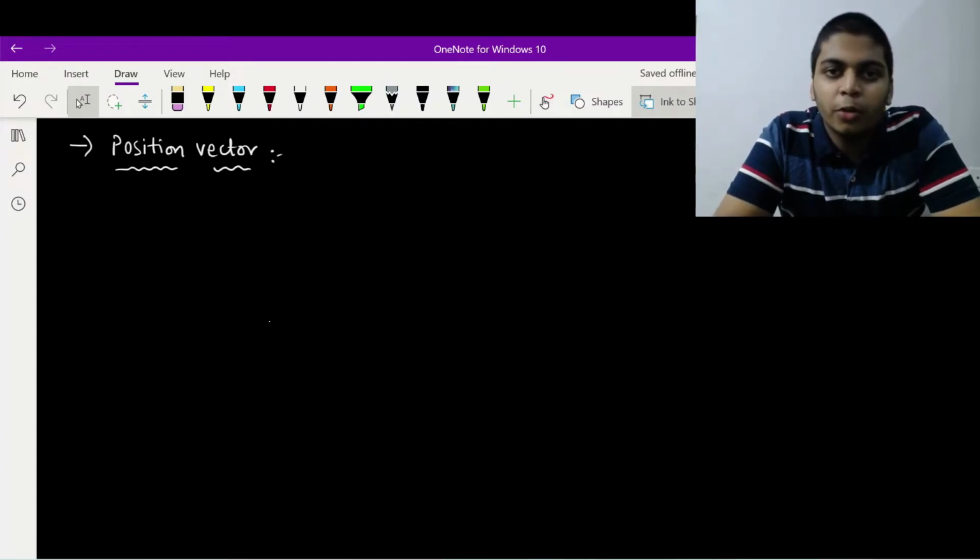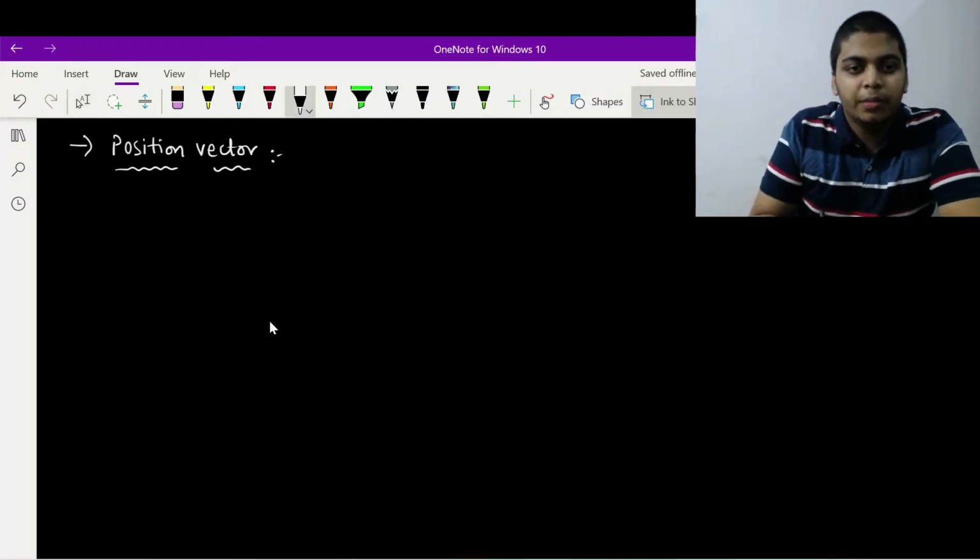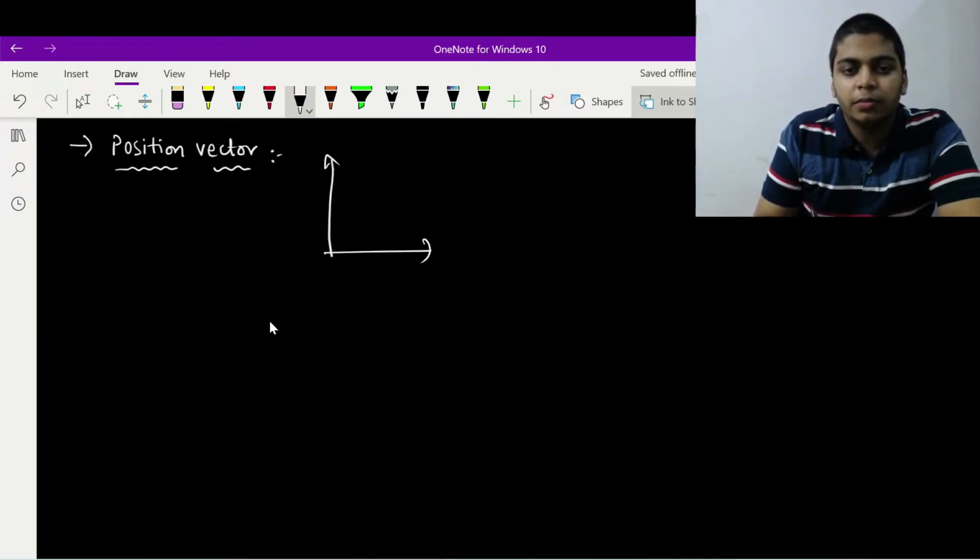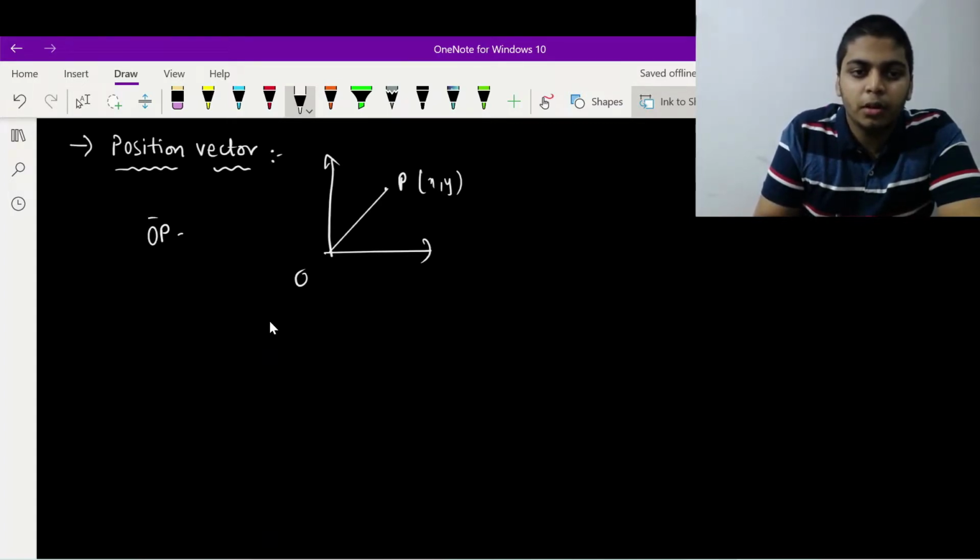The next topic that we'll be looking at in my series of videos on vectors is position vector. Let me consider a two-dimensional coordinate system, and let us say you have a point P with coordinates x comma y, and this is your origin. The position vector OP bar is nothing but x i cap plus y j cap.